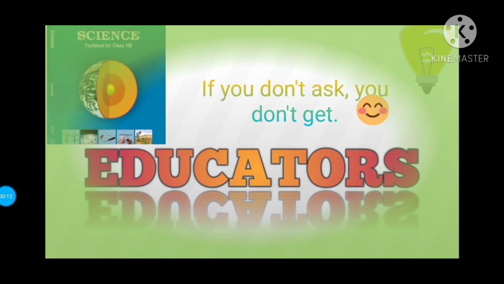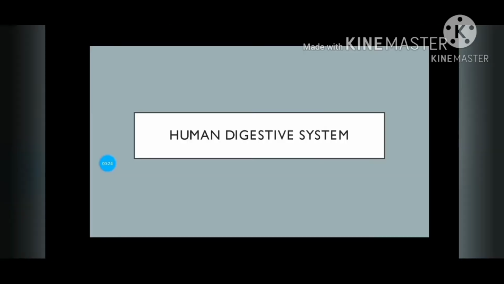So today I am here with one more amazing chapter. The topic name is the human digestive system. Before proceeding with this topic, I want to ask you a question. What do we need to get energy? What does our body need to get energy? I know that your answer would be food. And yes, it is the correct answer. Our body needs food to get energy.